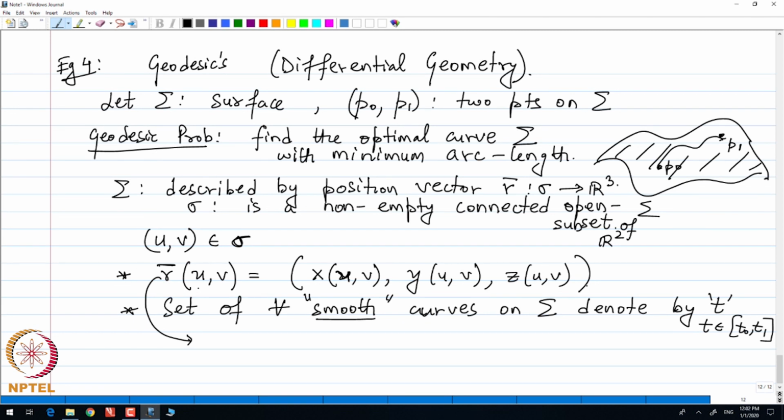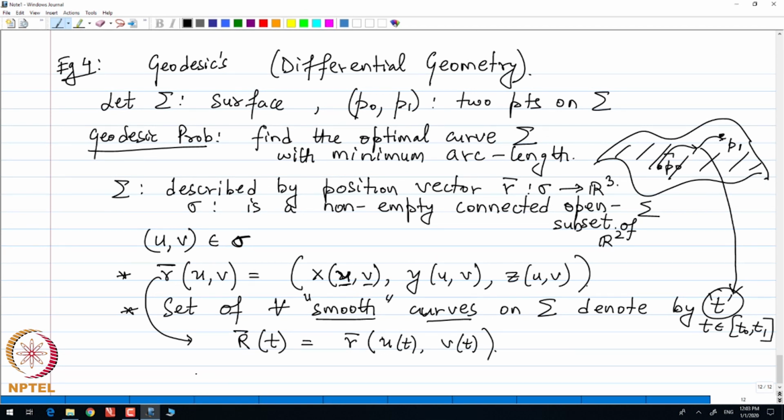So, in that case the set of all smooth curves which lie on this surface, we denote it by capital R of t, which is eventually going to be r of u of t comma v of t, right. So, we see that the curves will be found by substituting particular values of u and v in this position vector, and as we move along these curves, the value of this parameter t changes from t0 to t1.